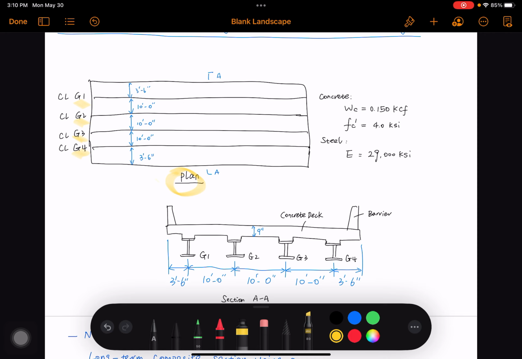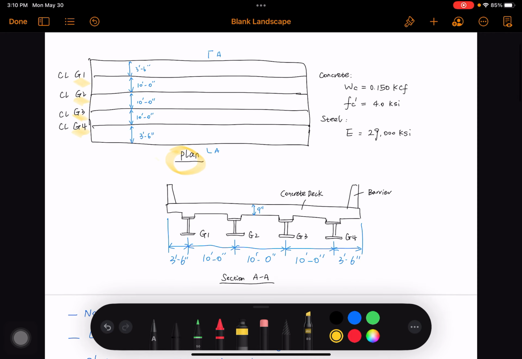As for section AA on the bottom, the overhang of the bridge is 3'6", and the girder spacing between two adjacent girders is 10 feet. The girders are supporting a concrete deck on top, which is 9 inches thick.